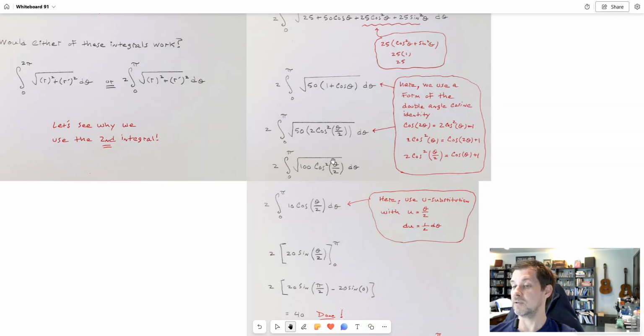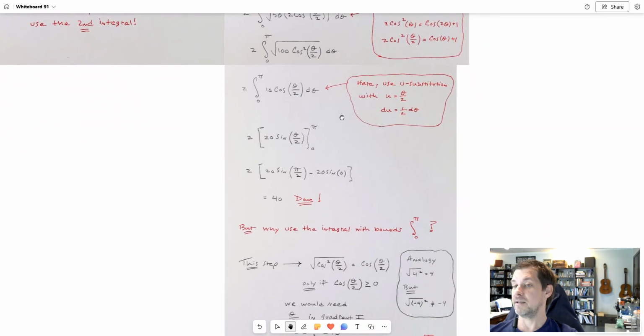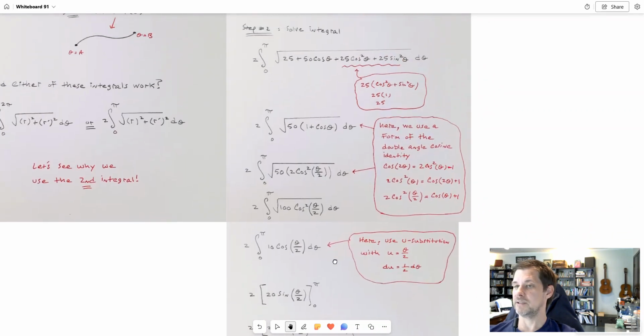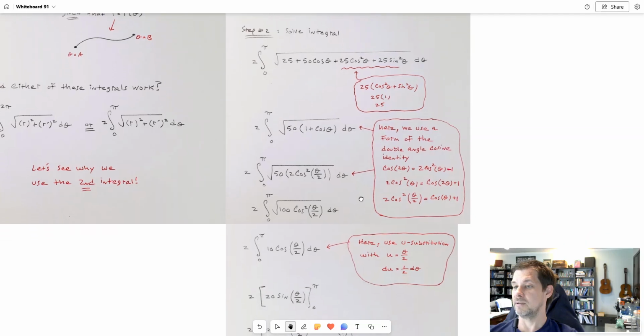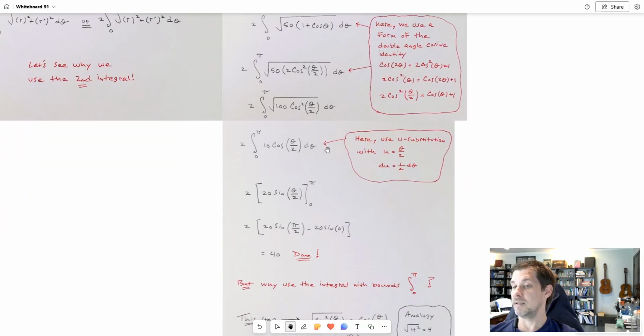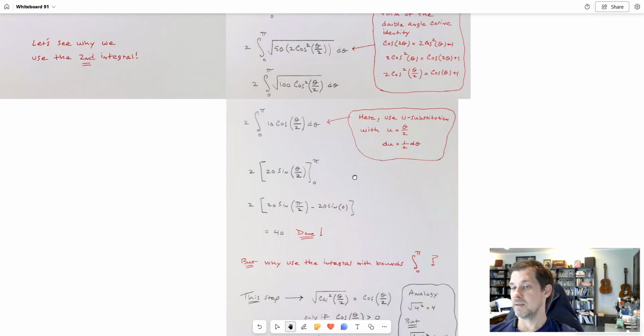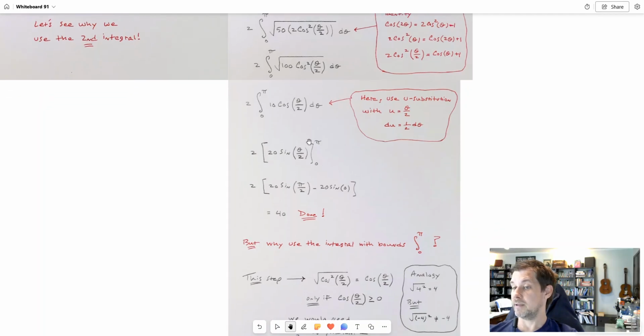The square root of cosine squared of theta over 2 is cosine theta over 2. Now I get a much simpler integral. Look at where we started. This was pretty complicated. But by two trig identities, I get something that I can solve by u substitution. And there will be my antiderivative.